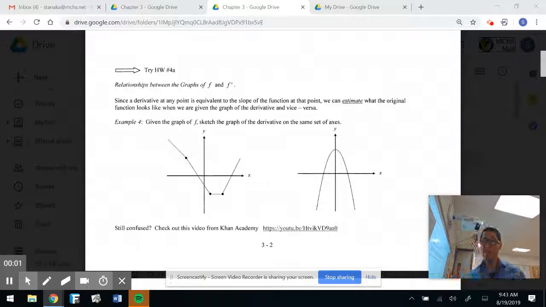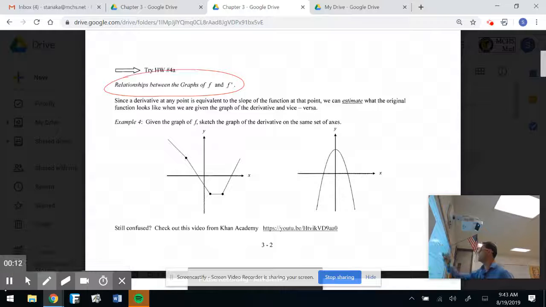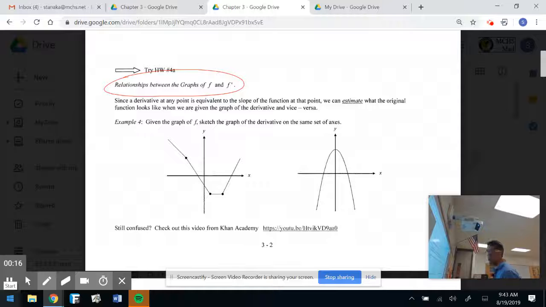Hey, class, we kind of got interrupted there at the end of 3-1. So I'm hoping it's going to work right now. We'll check it out here in a moment. We end section 3-1 with, let's see here, this is a moment of truth. Sweet. Relationships between the graphs of f and f prime, being the derivative.